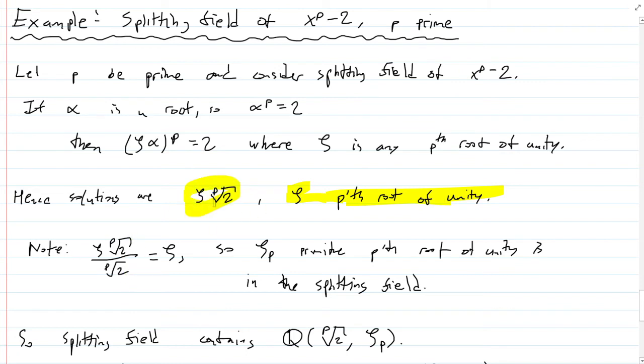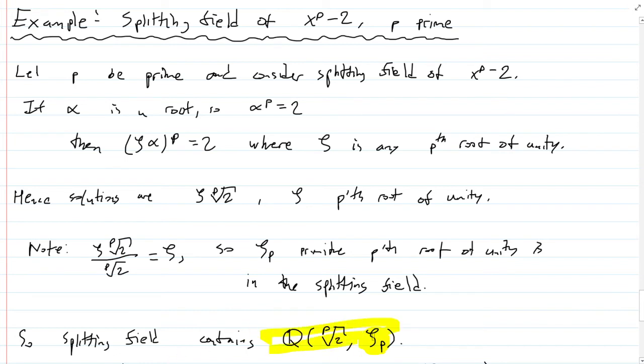Okay, so the splitting field of this polynomial contains all of these roots, and it's the smallest field containing all of these roots. Notice that the quotient of two of these roots is a pth root of unity. So primitive pth roots of unity are in the splitting field. They're just quotients of two roots, and roots are in the field, so quotients of roots are in the field. So the splitting field contains the pth root of 2, and it also contains a primitive pth root of unity.